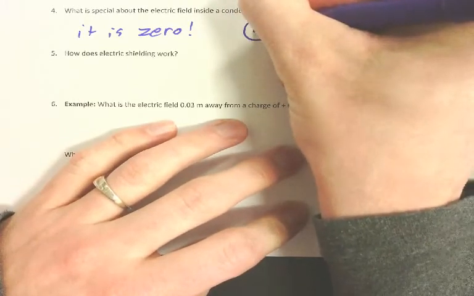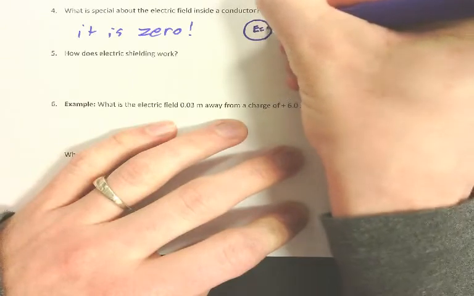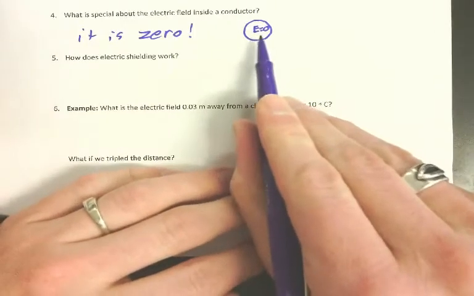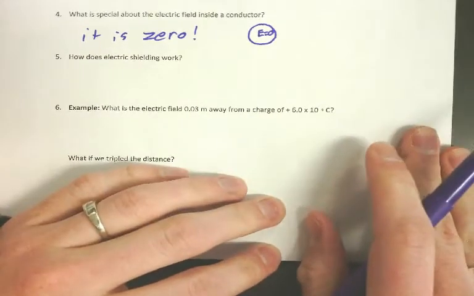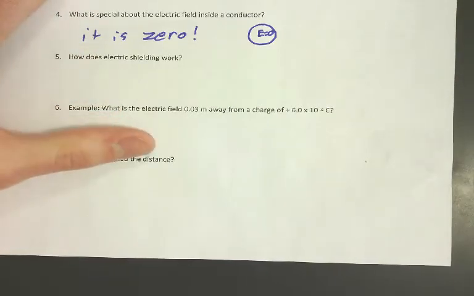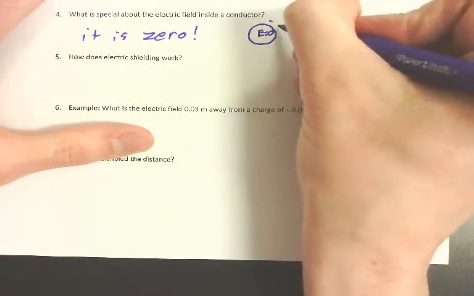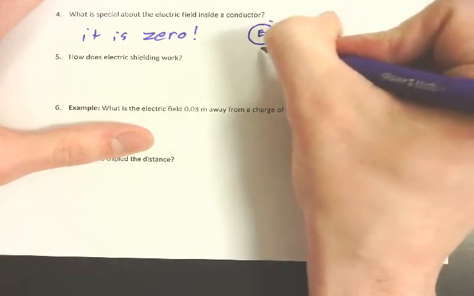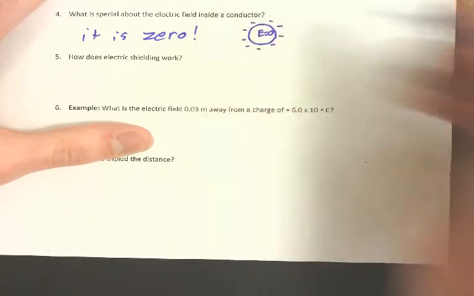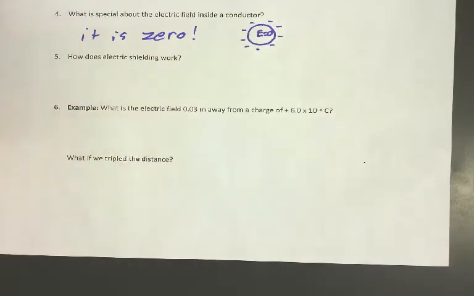Now, you might be saying to yourself, how is that possible? That looks like it says echo, but it doesn't. It says E equals 0. A conductor allows charge to go through it. How can the charge be going through something and have an electric field of 0? Well, here's how. The charge stays on the outside of conductors.